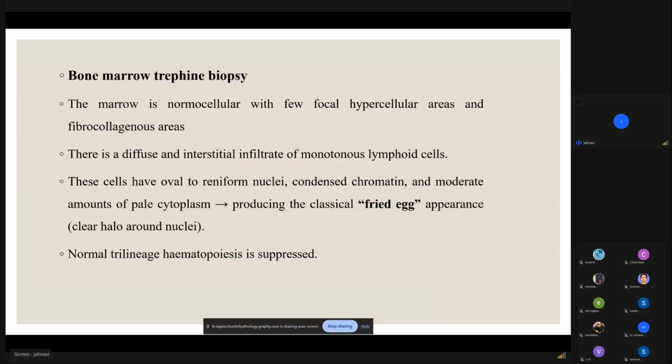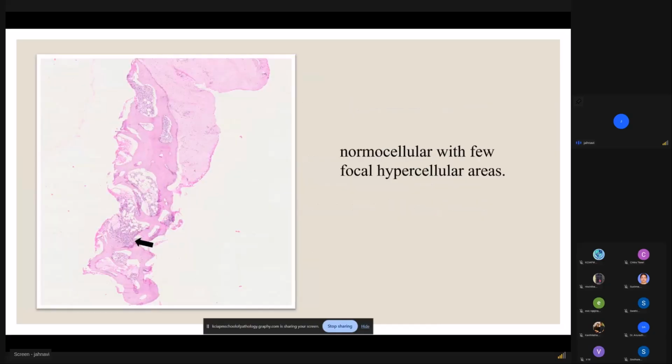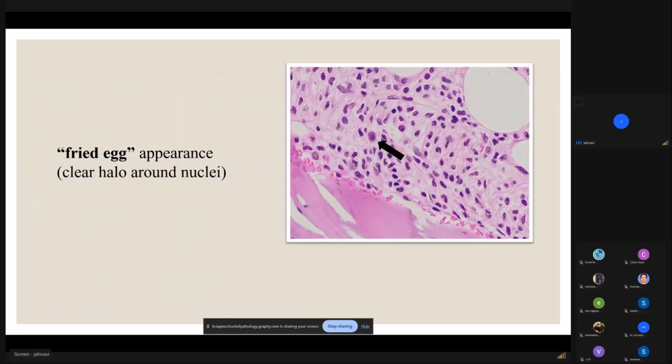And one more slide is bone marrow biopsy, where the marrow is normocellular with focal hypercellular areas and fibrocollagenous areas. There's a diffuse and interstitial infiltrate of monotonous lymphoid cells. These cells have oval to reniform nuclei, condensed chromatin, and moderate amounts of pale cytoplasm, producing a classical fried egg appearance. And normal trilineage hematopoiesis is suppressed. So if we see here, the arrow is focused on a hypercellular area, and this is a fried egg appearance of the cell with clear halo around the nuclei.